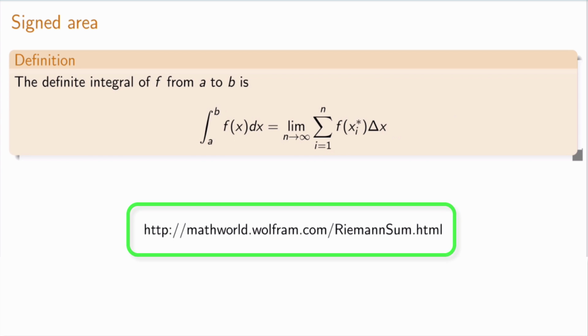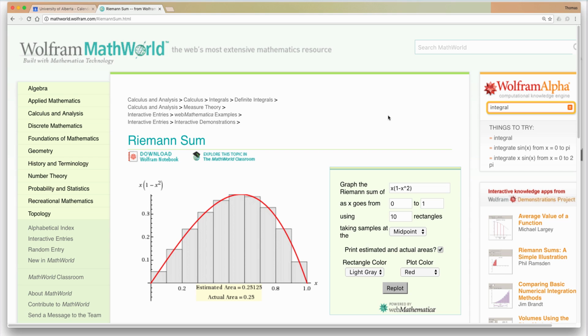So here's a link for mathworld.wolfram.com, Riemann sum HTML. And I like to look at the example integral from 0 to 1 of x times (1 minus x) squared dx. So let's open this up. So here it is. And you see already I plotted the function right here.